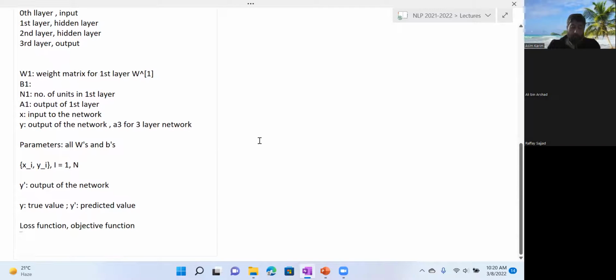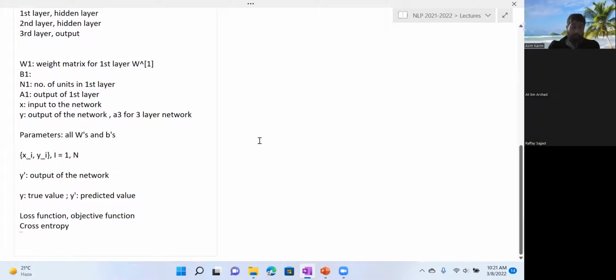And for classification, we use the cross entropy as a loss. You can extend this for multi-class classification problems as well. So binary cross entropy, or for multi-class problems, we call it the multi-class cross entropy. This is the objective function. The objective function or loss function is a function of all the parameters, all the W's and all the B's. So we would like to minimize this loss and find the best possible values for W and B.